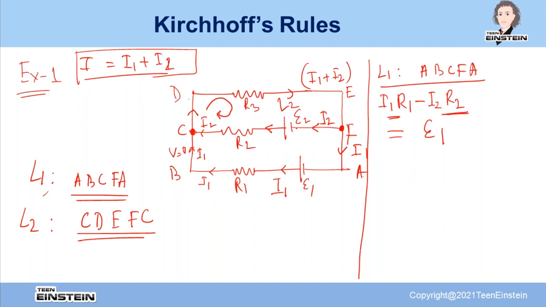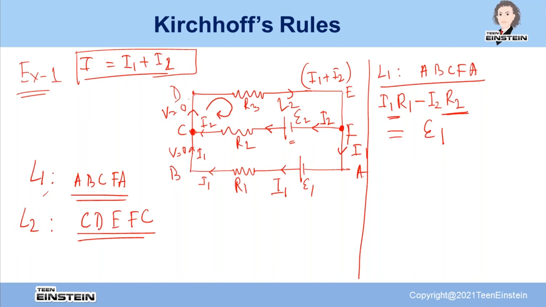So this is from Kirchhoff's current law. The current is actually I1 plus I2. Then I have to write R3. Current is flowing in the same direction as my loop direction. That's why I have not taken negative. I have taken positive.